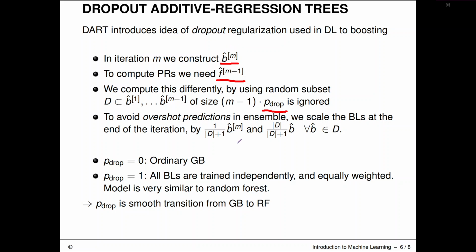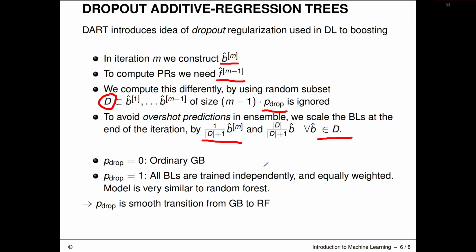What we do is we rescale the added ensemble member by this term here, and we also downscale all of the touched ensemble members that were in our random subsample D that we used here to compute the dropped out prediction, or the dropout prediction version of f hat.